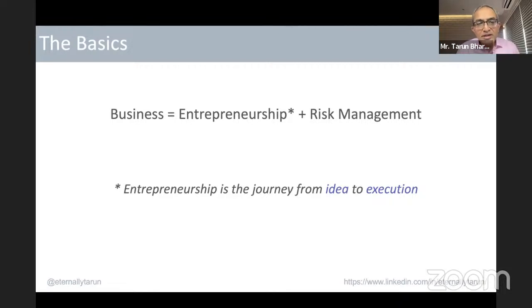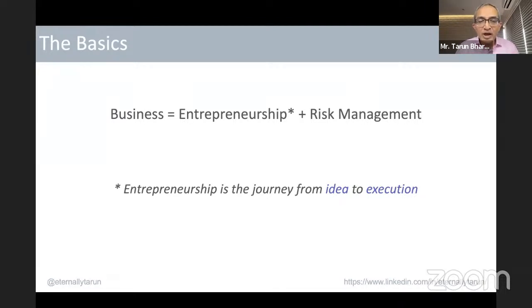So many years ago, I put this equation in front of me: what is business? How do you define business? So business is equal to entrepreneurship plus risk management, right? It sounds simple or difficult.